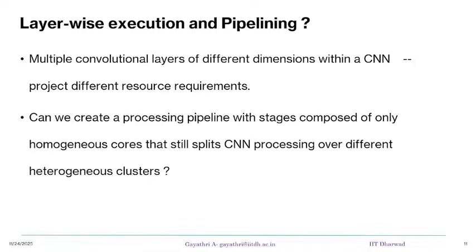But now we want the layers not to be divided across all the cores. Can you do layer-level splitting such that some pipelining is possible? Different convolution layers have different requirements. The filter size is not the same for all the layers in your CNN, right? So you have different layers with different filter sizes and different outputs. Is it possible to create a pipeline with stages consisting only of cores of the same cluster? Because within the same cluster there was no problem.